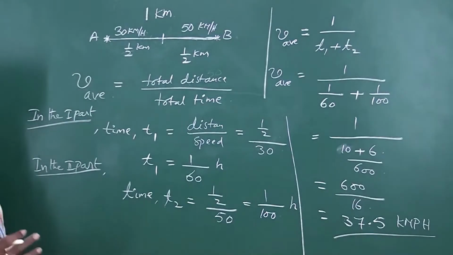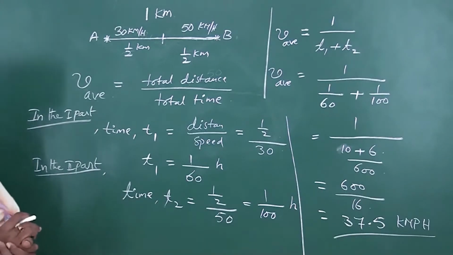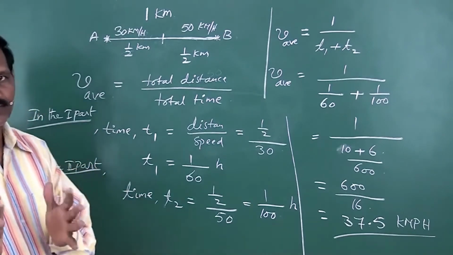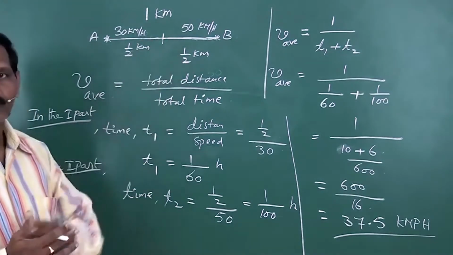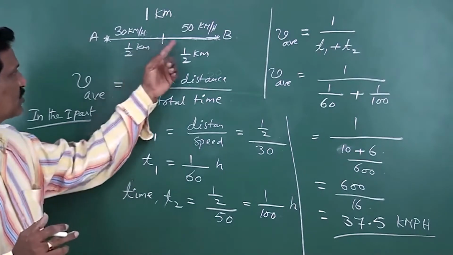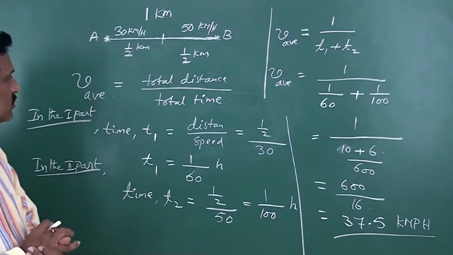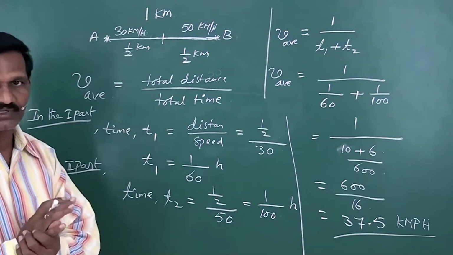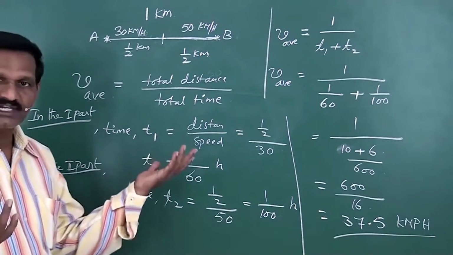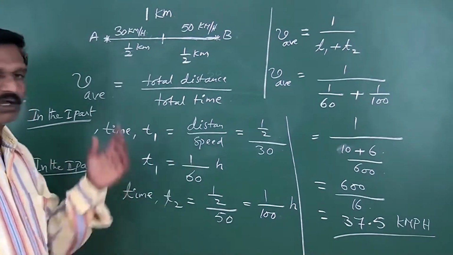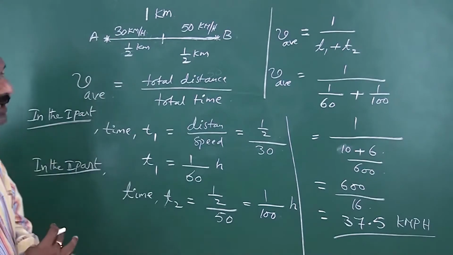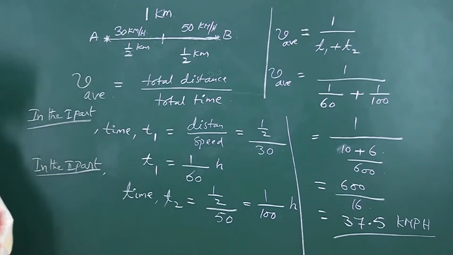So in this way, while calculating this type of problems, that is average speed, we have to find out the times in different cases. If you know the times in each case, then you get the total time taken for the journey. Then total distance by total time gives the average speed. Okay, so this is average speed.